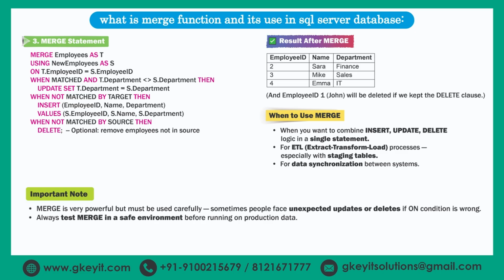Coming to the result, after executing this query, we will be getting employee ID, name, department as 2 Sarah Finance and 3 Mike Sales and 4 Emma IT. 4 Emma IT is a new record, whereas 2 Sarah Finance and 3 Mike Sales are the existing ones. These are the three records, and employee ID 1 John will be deleted if we kept the delete clause. If you use the delete clause, employee ID 1 will be deleted. Why? Because it does not exist in the source.